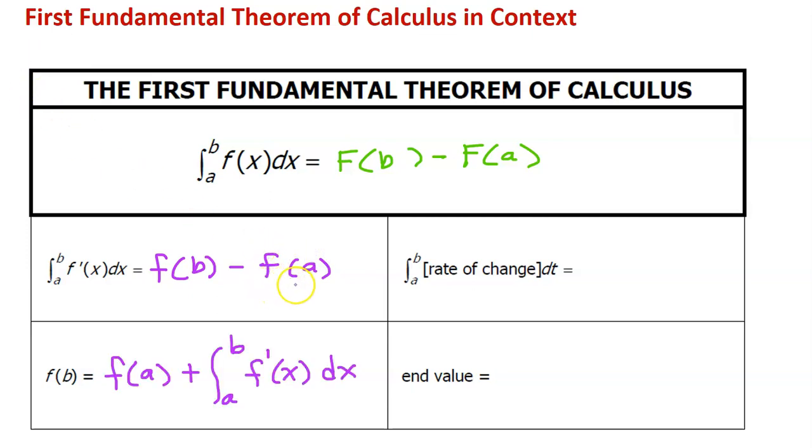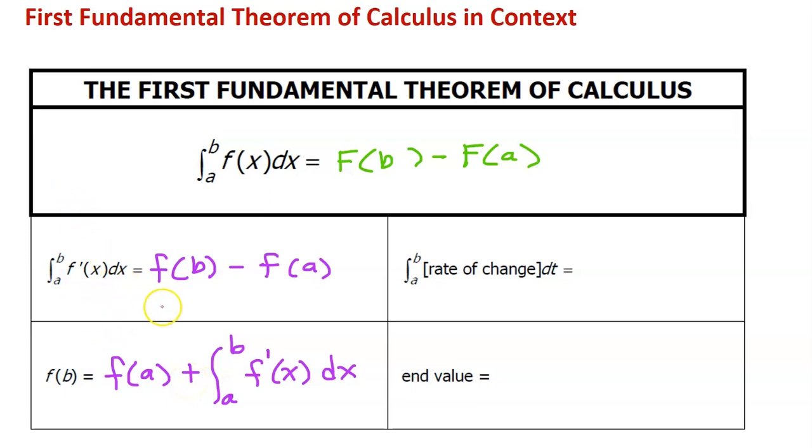If we add f at a to both sides of the equation to get f at b by itself, we end up with this equation. This is just another way of writing the first fundamental theorem of calculus, but this form will be more useful to help us solve word problems.